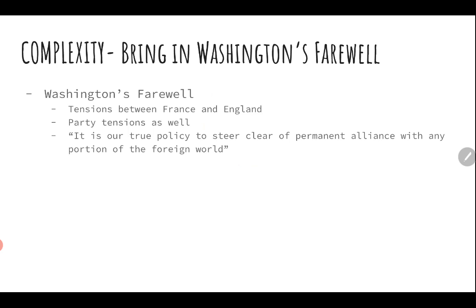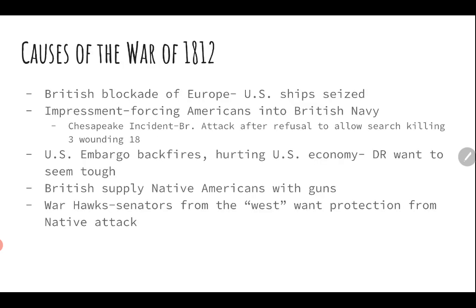So we are going to talk about the War of 1812, which is the big event of Madison's presidency. And if you wanted to bring in complexity, you could analyze Washington's farewell address. If you remember, he said, steer clear of permanent alliances with any portion of the foreign world, try to stay neutral, and we are going to kind of violate that.